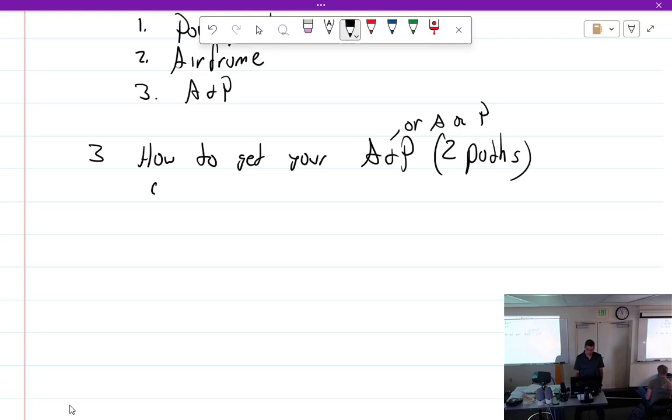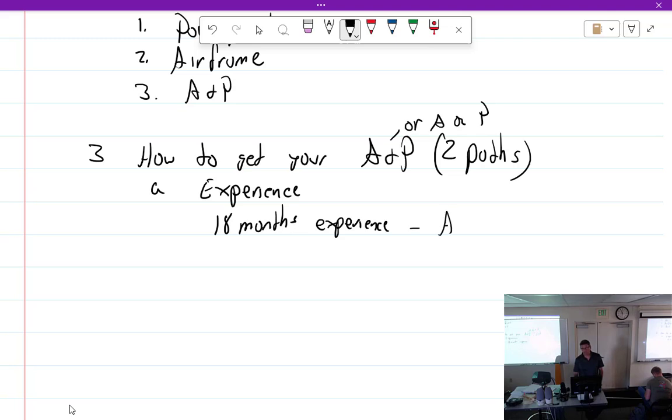Path 1, experience. You can go out and you can work for 18 months and get your A or P. So go find a shop. You can find them tomorrow. There's plenty out there. Apprentice: I want to get my A&P, I don't have it, can I work in your shop? Yes. After 18 months, you can go to the FAA.